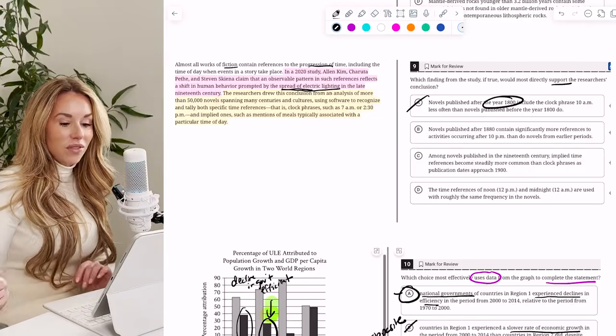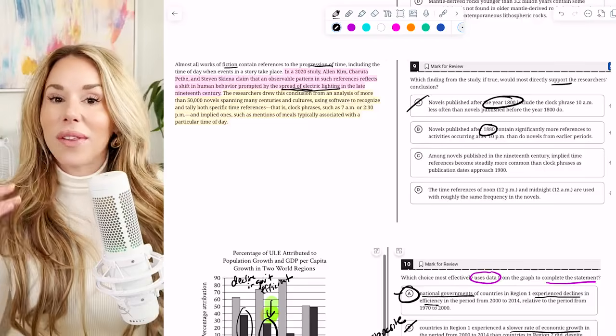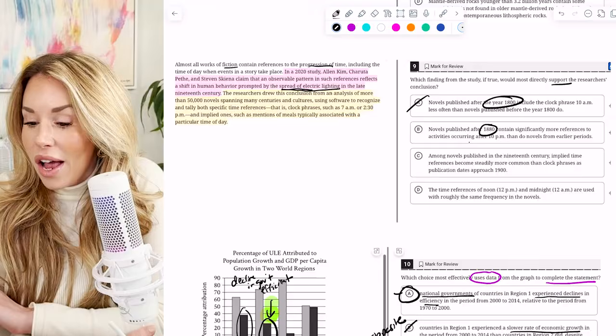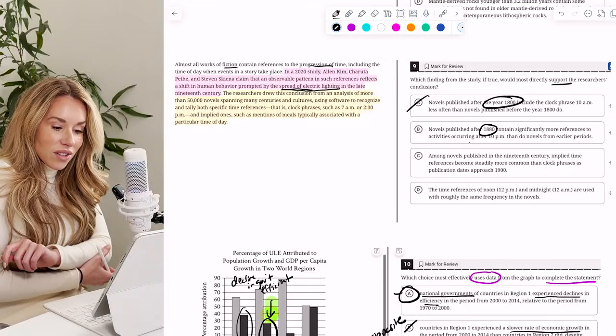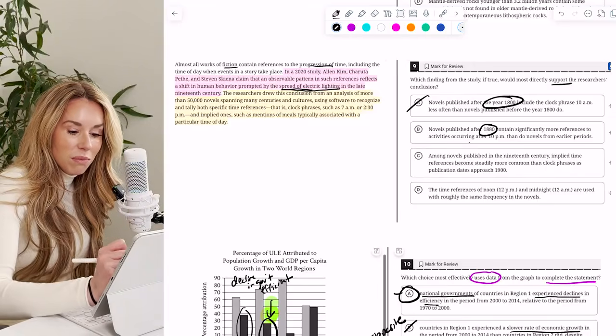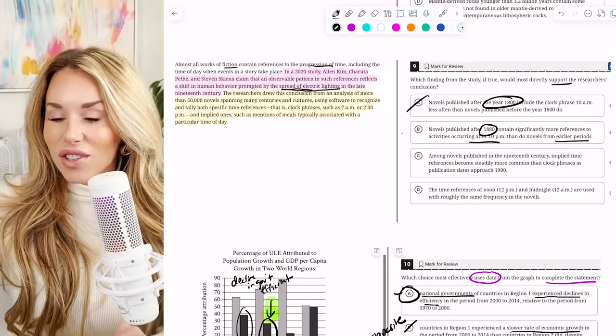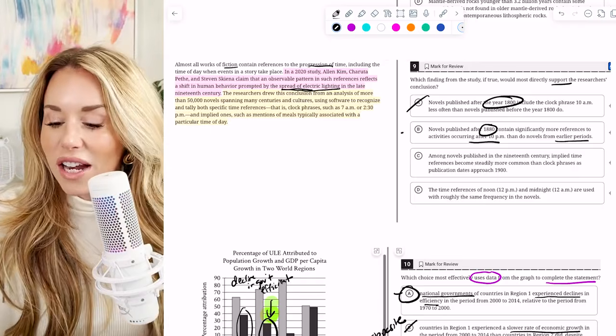B, novels published after 1880. Okay, that's around the time of Thomas Edison and electricity, so that makes more sense. They contain significantly more references to activities occurring after 10 p.m. than novels from earlier periods. That makes sense because if there's electricity, they're going to do more stuff at night.